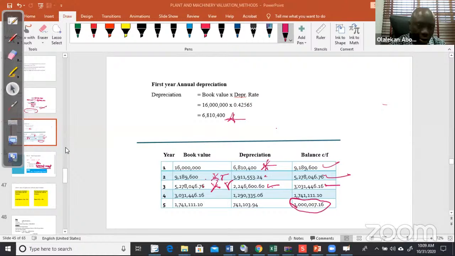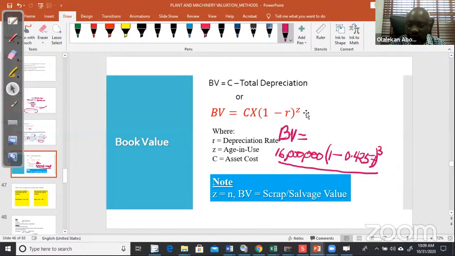Now, you have seen the application part of what I will explain to you. So this formula gives you what we call book value at the end of any year.